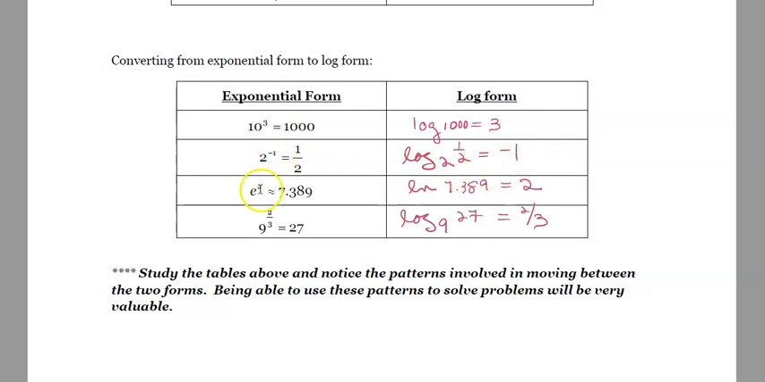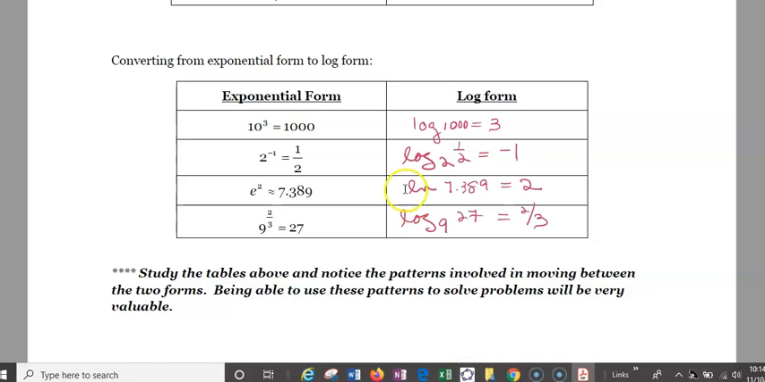-1. Okay, so this is base e. So I'm not going to write log base e. I'm going to write natural log. What's my argument? It's 7.389. What's my power or exponent? It's 2. What's your base? My base is 9, log base 9. What's my argument? My argument is 27. Put the 27 behind the word log. And it equals exponents. What's my exponent? 2/3. So make sure you can do this because this is essential.